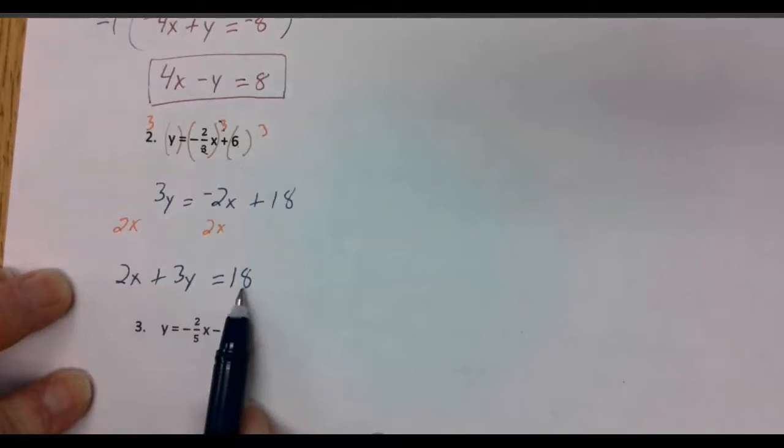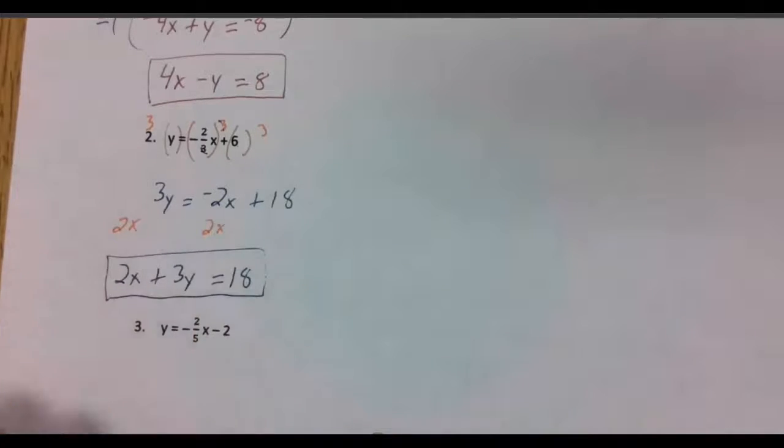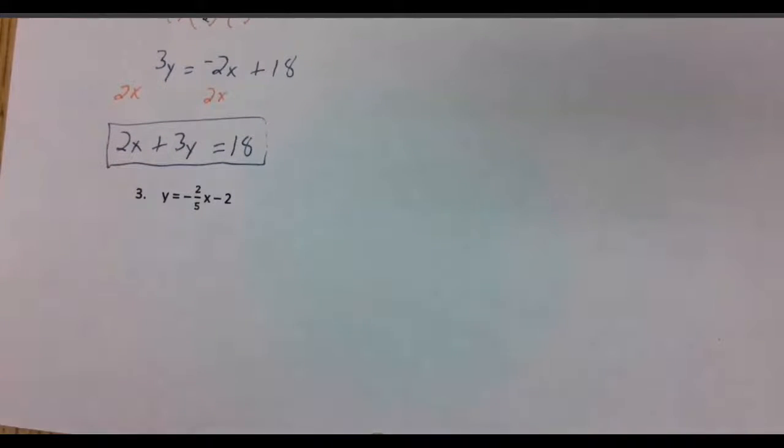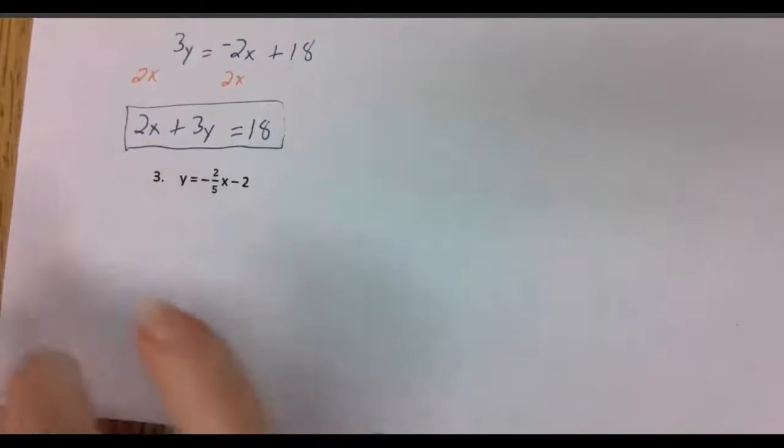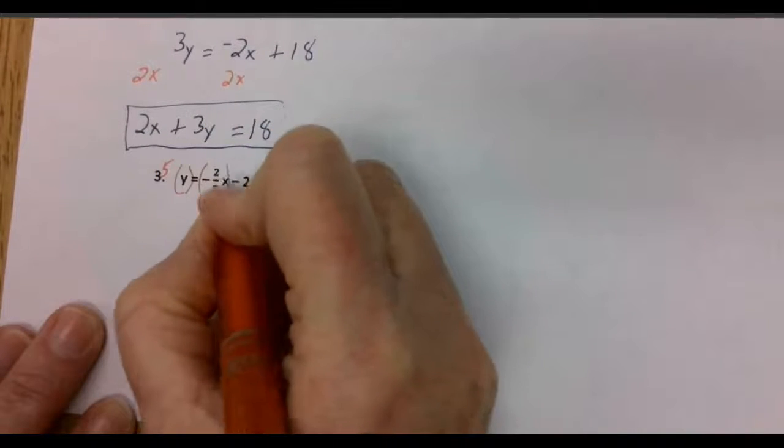Are they all whole numbers? Yes. Is a positive? Yes. I'm done. Okay. Try number 3 if you haven't already. Okay. So number 3, again, we have a fraction. So I'm going to multiply every single term by that denominator, by 5.